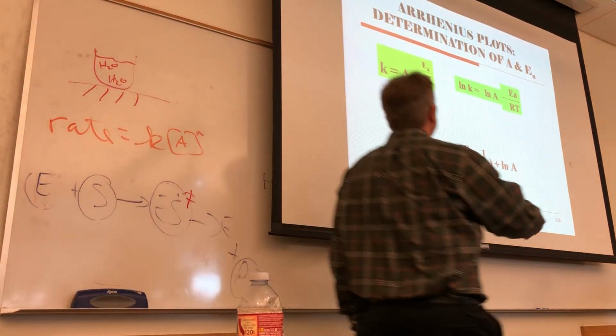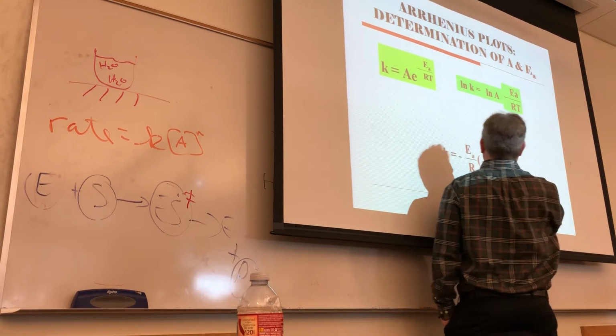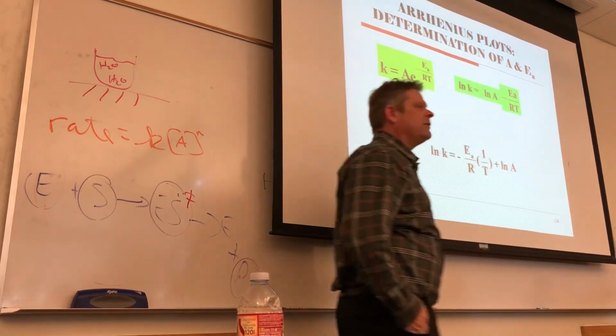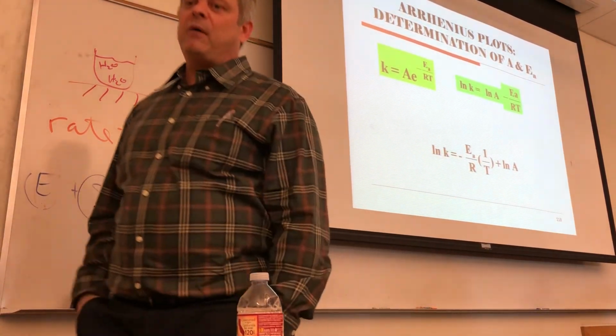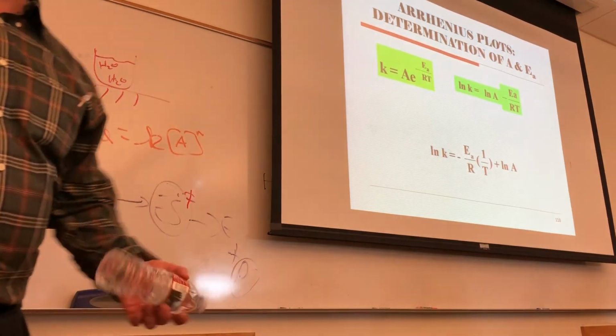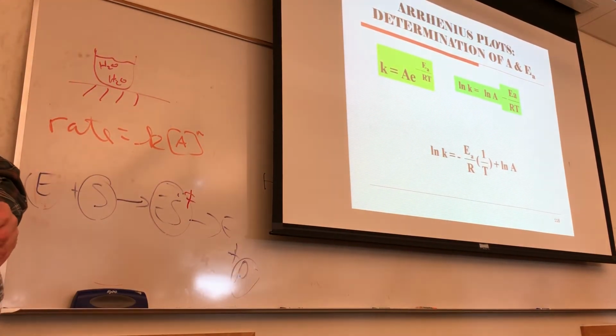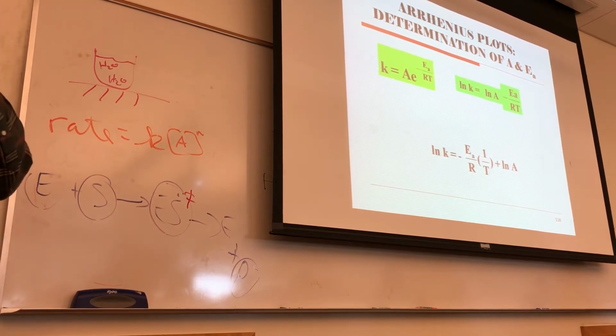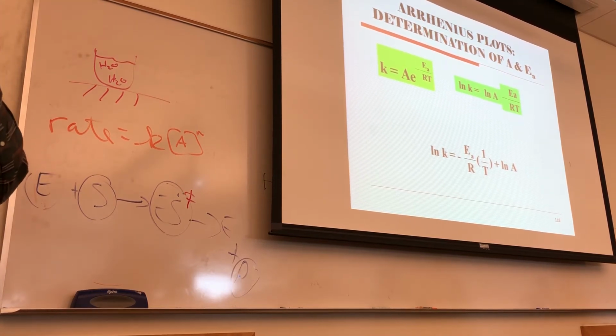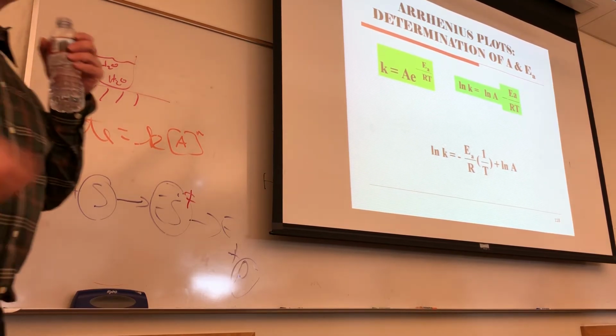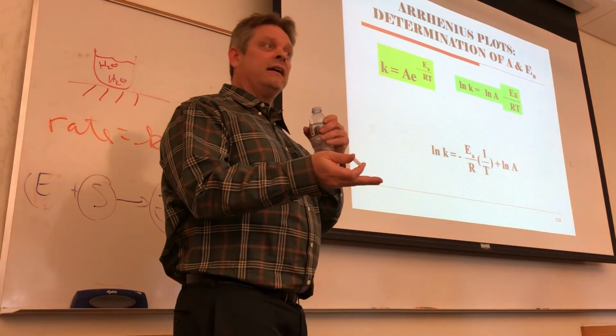I rearrange it a little bit. I simply move these two things like this and like this. And what am I plotting now? What's my x? What's my y? What's my m? Y is log k. Okay. So if I know the y, or if I know the x, I can solve for k in that context. Once again, it's not k directly, it's the log k.